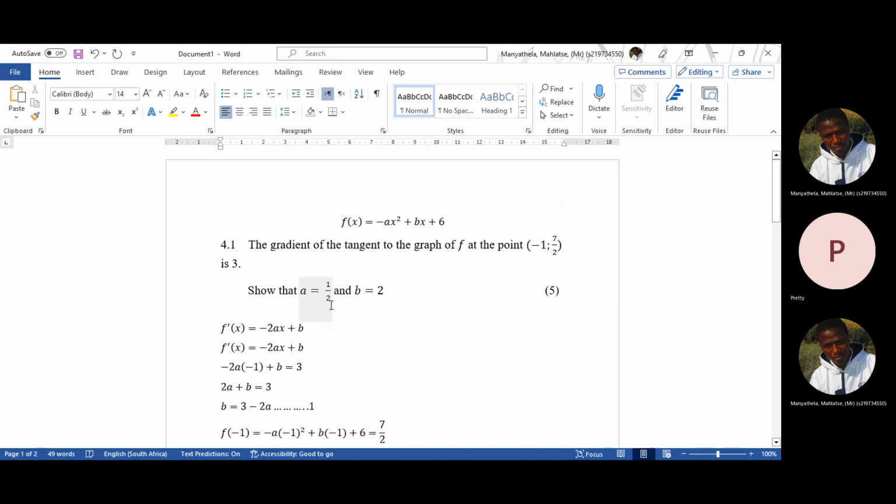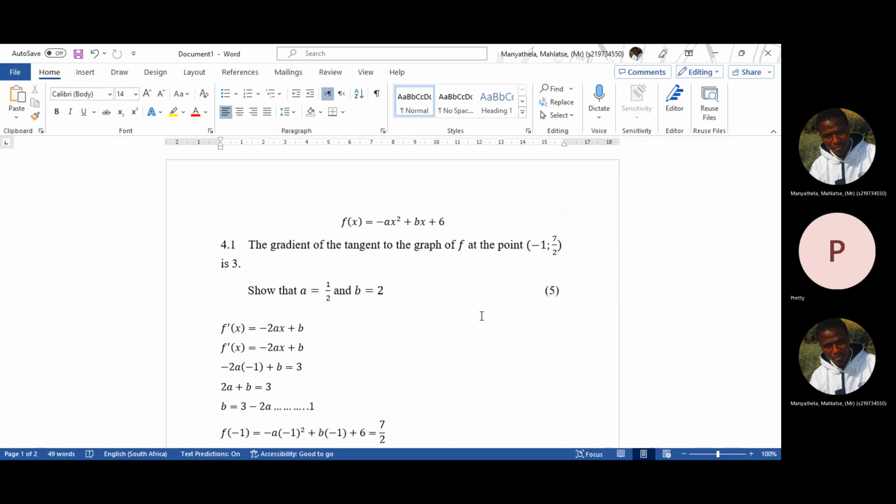So if you're given a question like this, a function and then they gave you a point, and at this point the gradient of this function is so and so, meaning that you are going to find the derivative of that function. After getting the derivative, what is the x value? You replace it in the derivative and equate it to the gradient. The gradient is 3. This question simply says the gradient is 3 at this point.